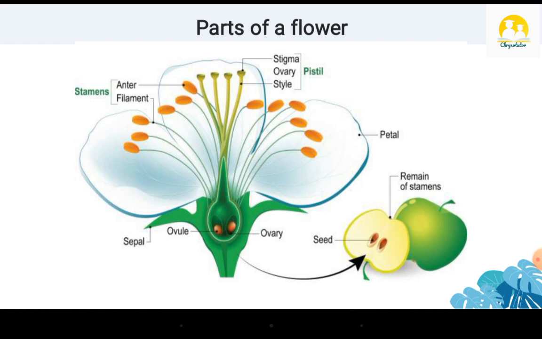So we label the ovary on top, but it's also down there. What the diagram is trying to indicate is that the ovary is part of what? The pistil. So it's a collection. The pistil is made up of the stigma, the ovary and then the style. But the ovary itself is located beneath the style. Then in the ovary we have what? Ovule.